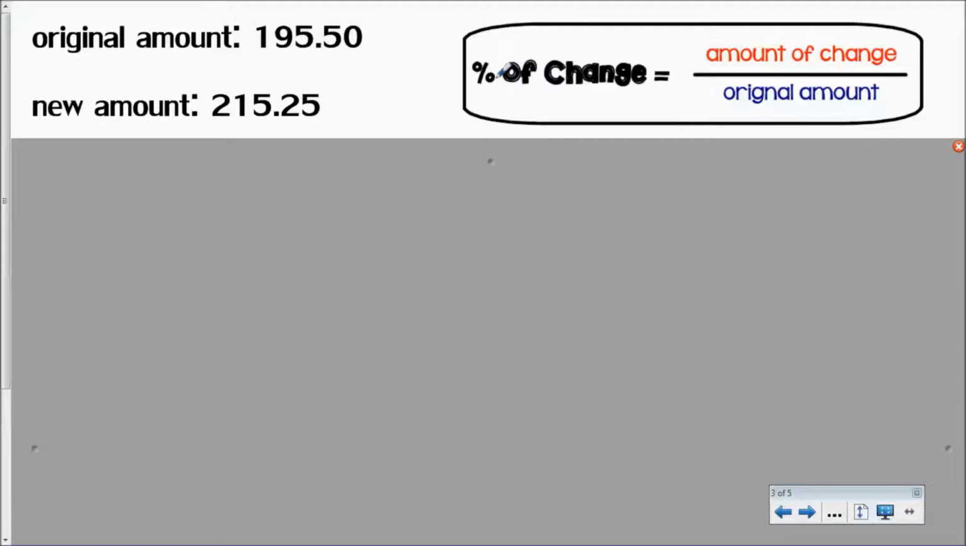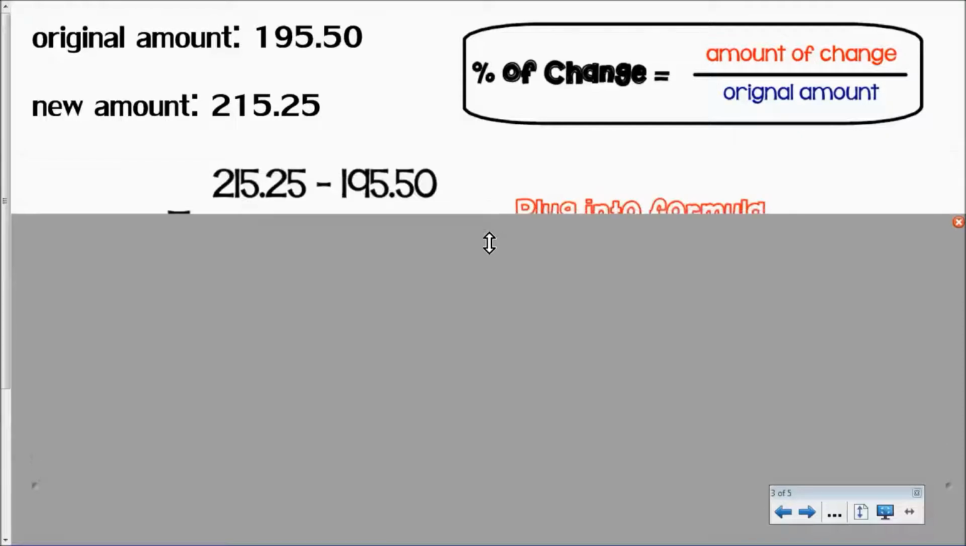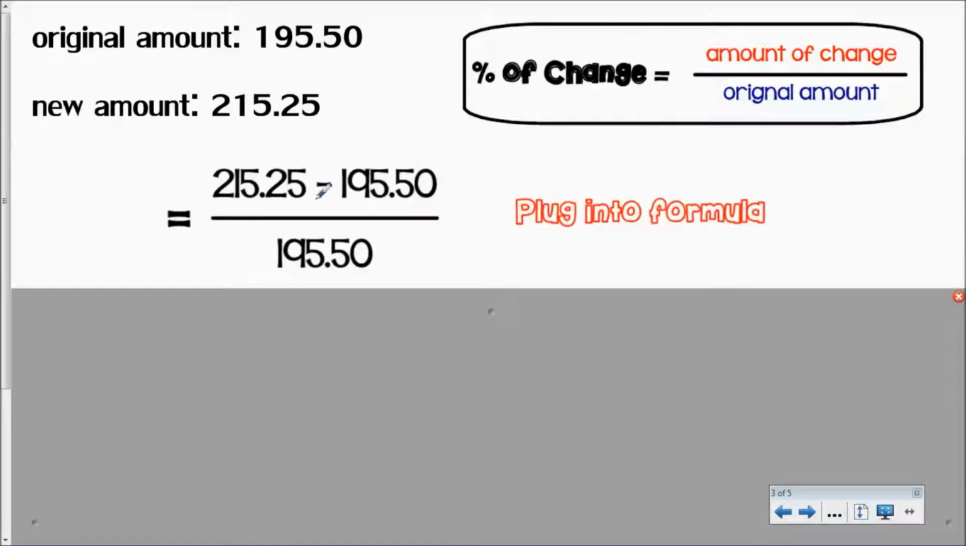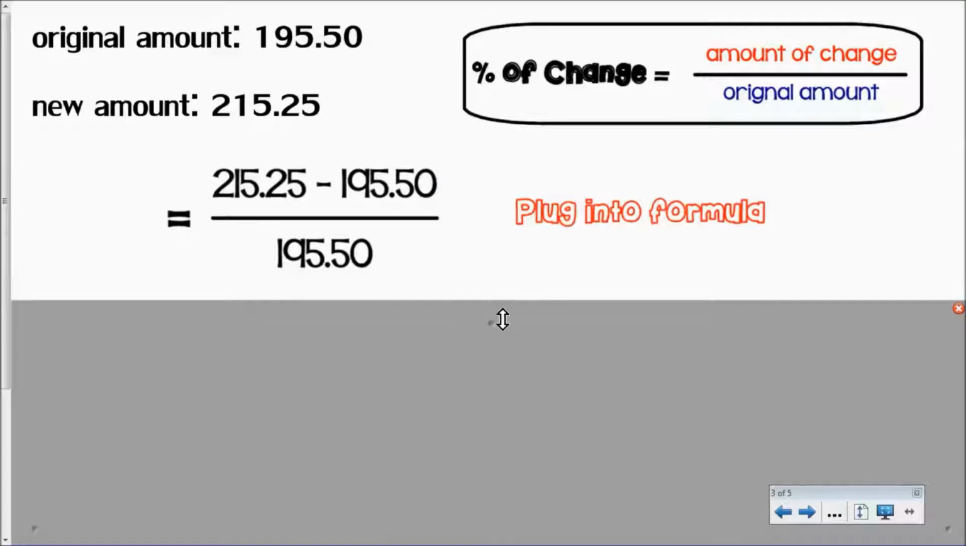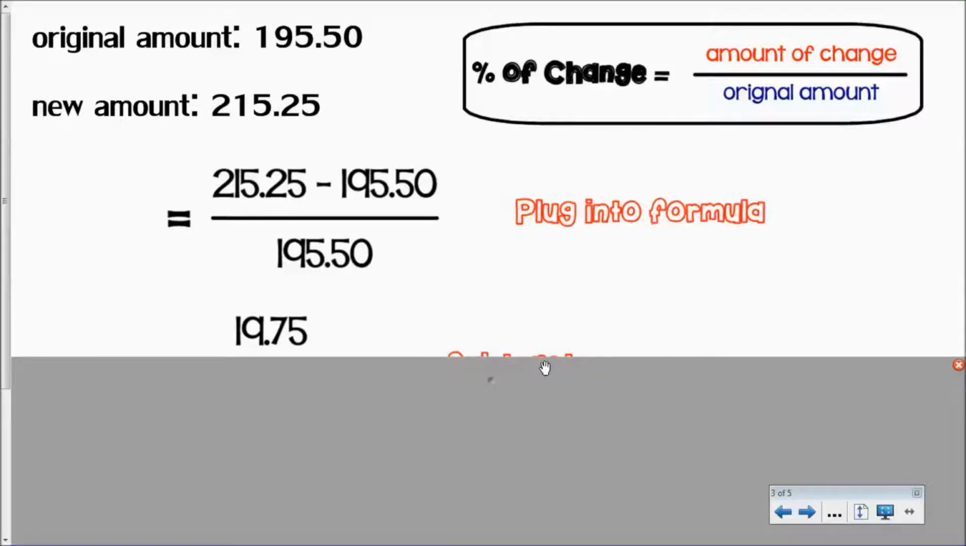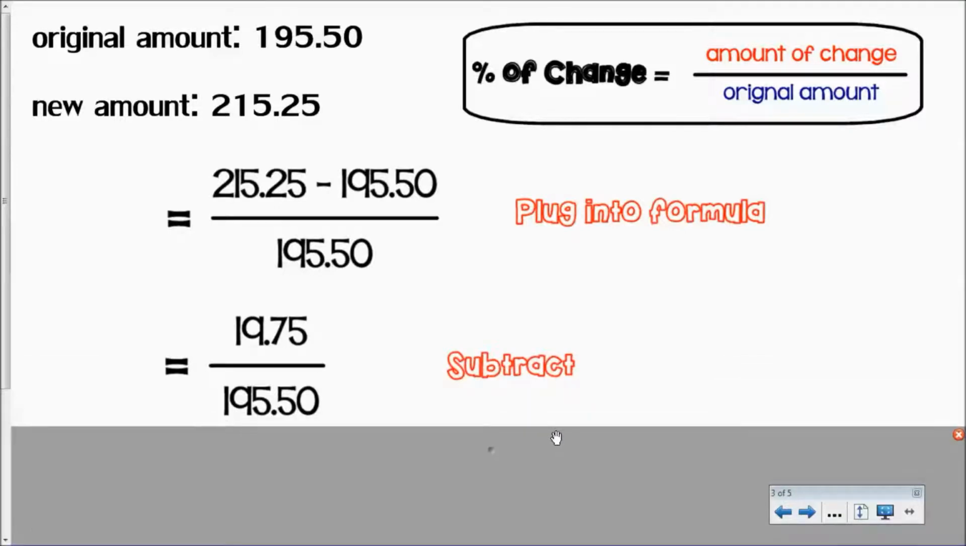So remember our formula, percent of change is equal to the amount of change divided by its original amount. So we have to plug this into the formula. To find the amount of change, we are subtracting the original from the new amount. So 215.25 minus 195.5 divided by 195.5. 195.5 is used twice because that's the original, and in order to find the change, you have to subtract the new and the original amount. So the amount of change is 19.75. So we've subtracted to do that. It's still over 195.5.